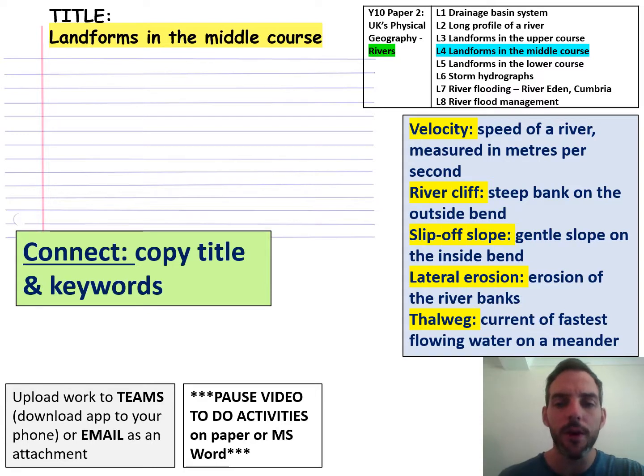And there's just one keyword here that is a sort of optional keyword, this bizarre word called thalweg. Yes, it's a real word. I'm not actually making it up. You have to trust me on that. Thalweg, which is the current of fastest flowing water on a meander.